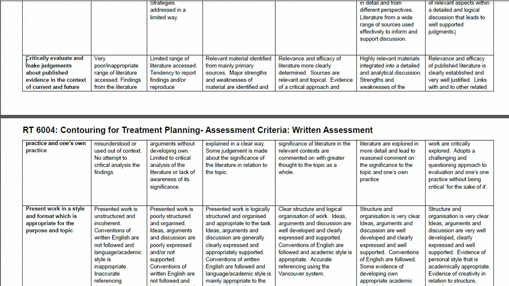Critically evaluate and make judgments about the published evidence in the context of current and future practices and your own practice. So again, a minimum pass mark of 50. What I'm looking for is relevant material identified from many primary sources. Again, major strengths and weaknesses of the material are identified and explained in a clear way. Some judgment is made about the significance of the literature in the relevant topic. Moving on then to a higher grade.